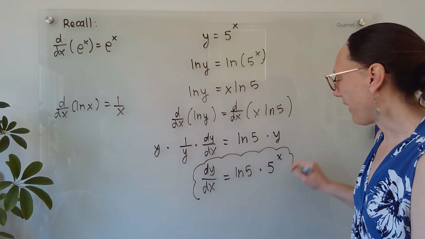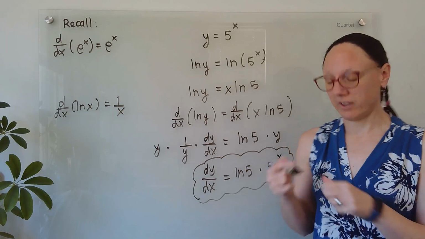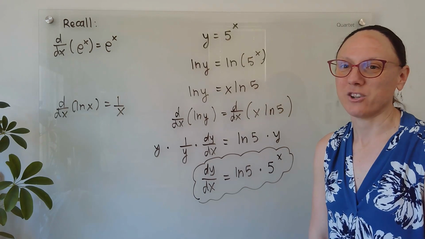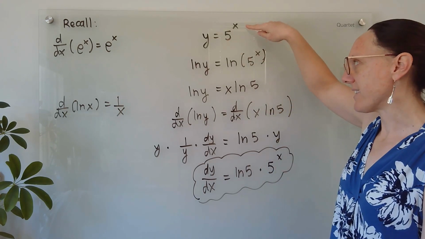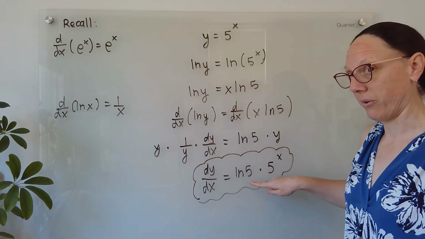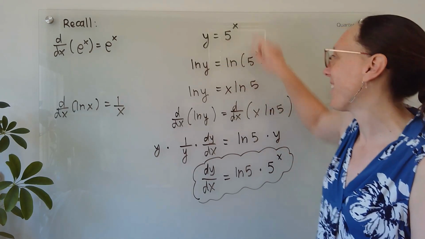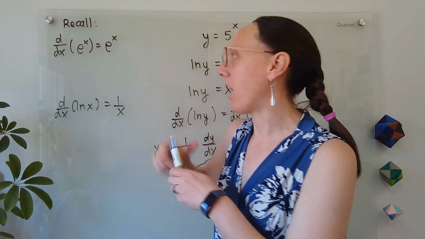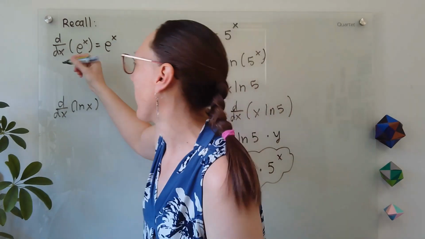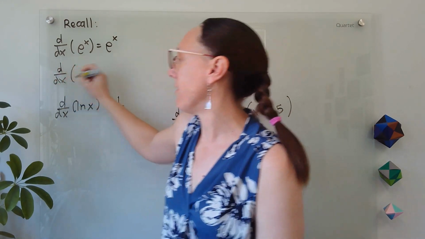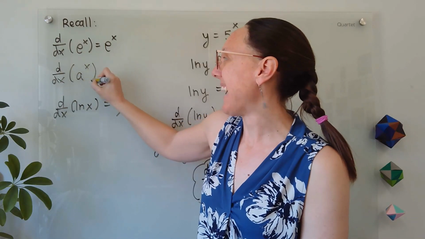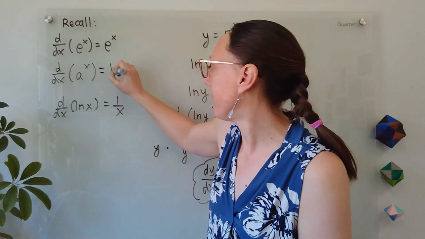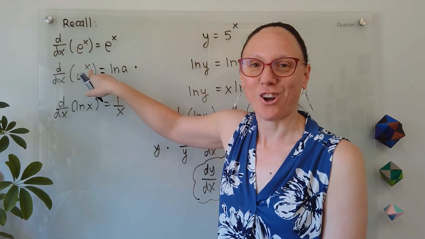Now, we can think about what this process would have looked like for any constant base for our exponential here. If this had been 3 to the x, then that 3 would have followed us through. If this had been 10 to the x, then that 10 would have followed us through. So that means that we can add to our generic list of things to memorize: when I take the derivative of a constant to the x in our exponential, we're going to get the natural log of that constant times the constant to the x.